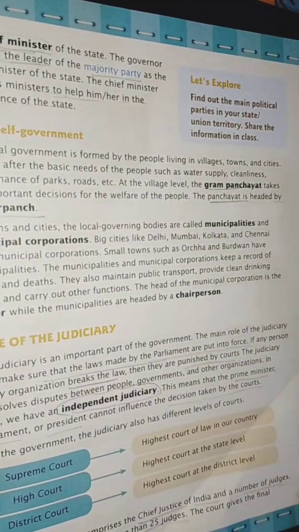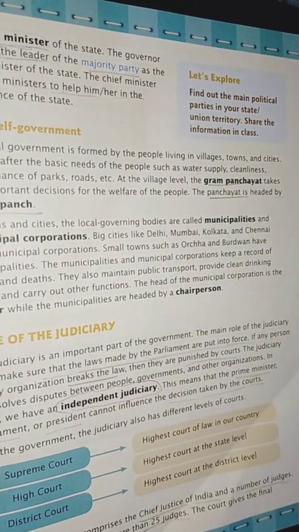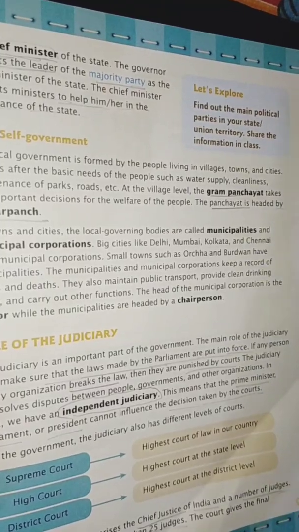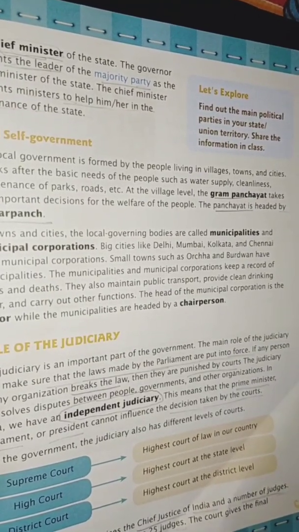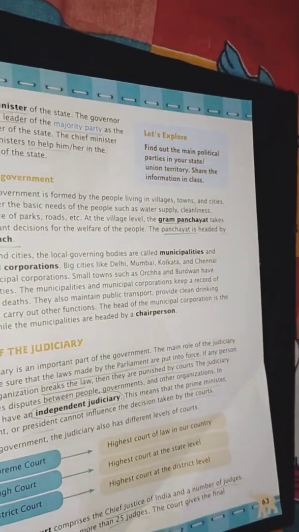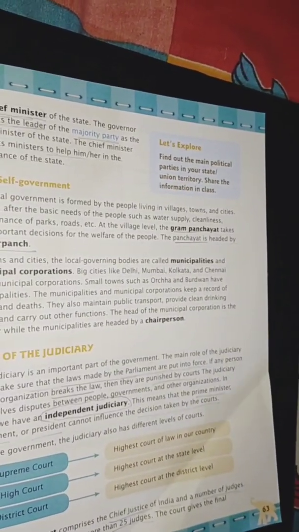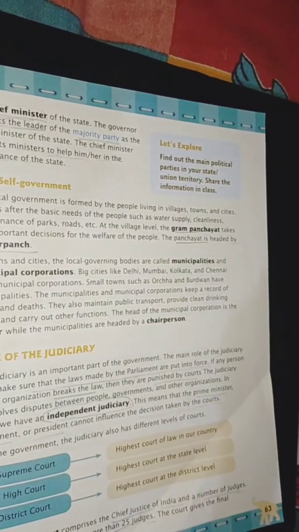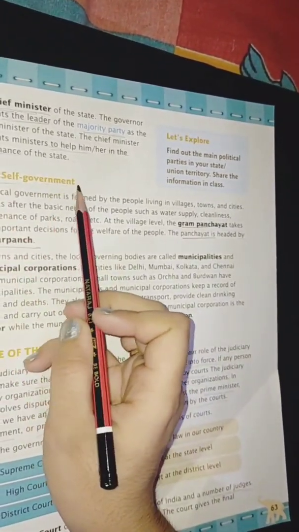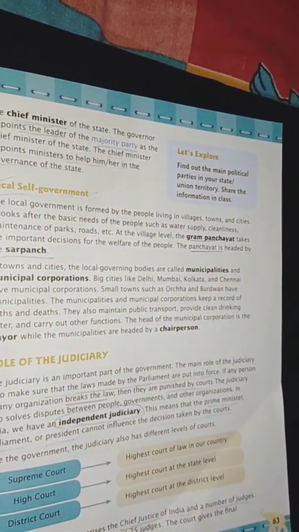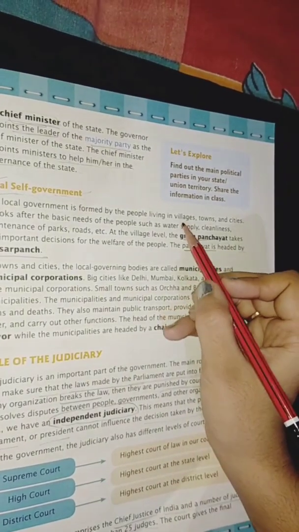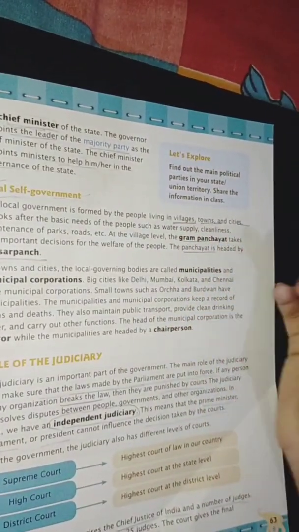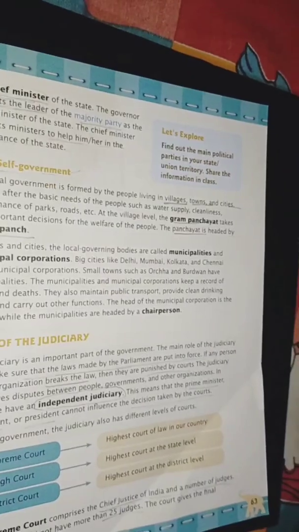So moving further, the third level of government is local self-government. Now, as we discussed, the central government is taking care of the whole country. The state government is taking care of a whole state. But what about my city? What about your city? What about your village? Who will take care of that? Definitely the local government takes care of that particular area. All people who are living in villages, towns and cities have their local governments.